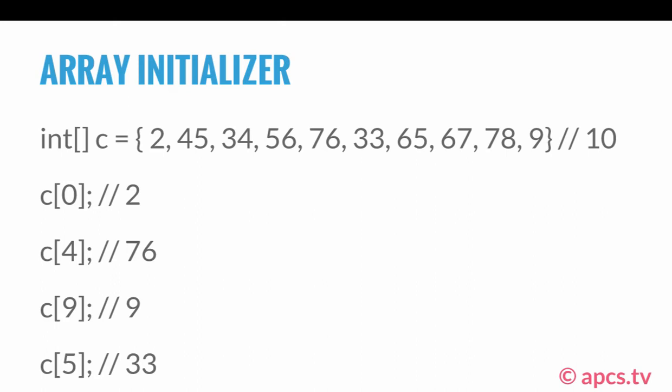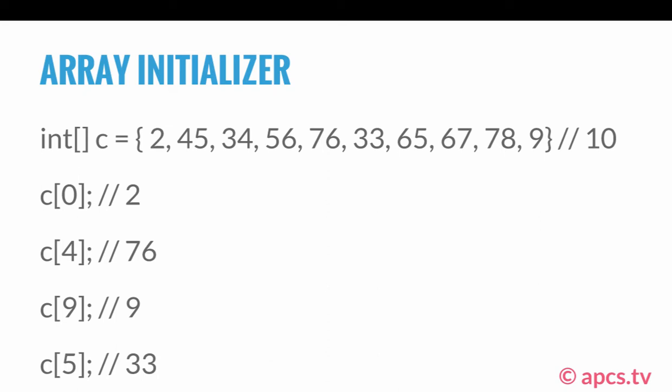If we were to find the 4th element of C, that would equal 76. And why? Because the 0th element is 2, the first element is 45, the second element is 34, the third element is 56, and the fourth element is 76.